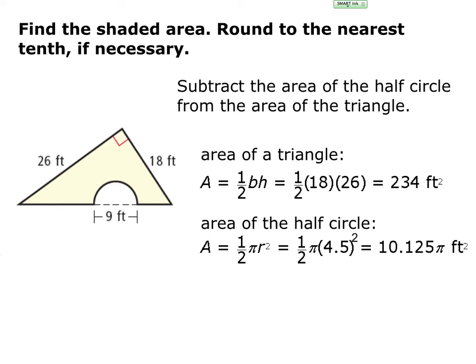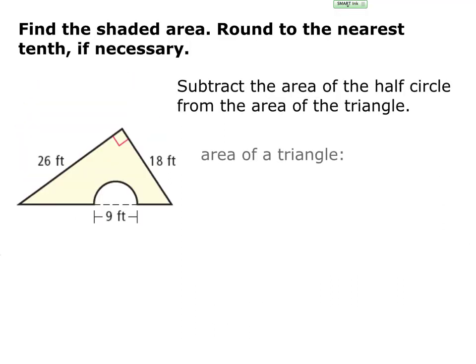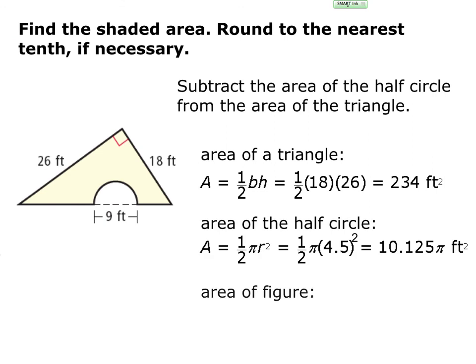Okay, when I subtract rather than add, in the end, I have 202.2. And again, a common mistake is subtracting a complete circle. But you really aren't taking a whole circle out of the triangle, you're only taking half. Follow-up questions?